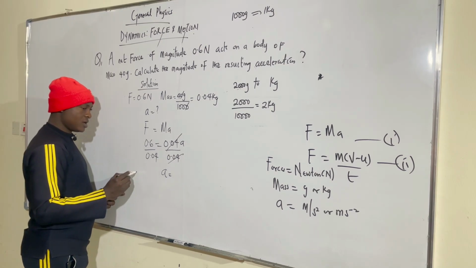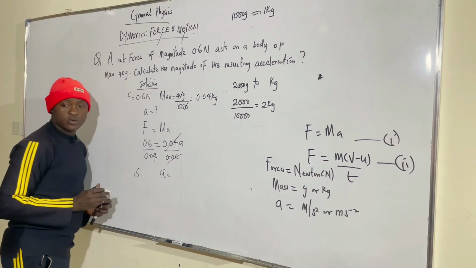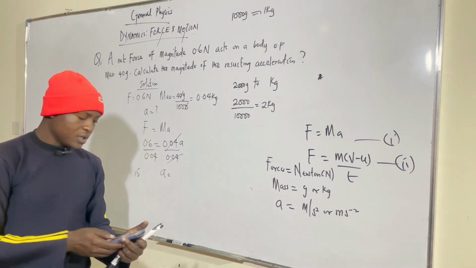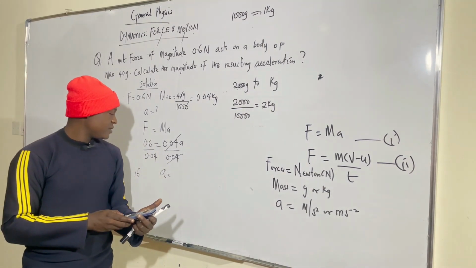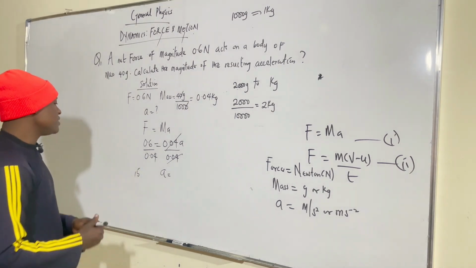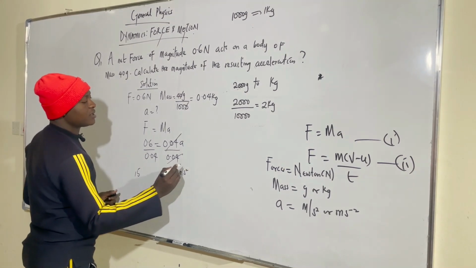I think we are going to have 15. But let's confirm with our calculator first so that we don't have the wrong result. 0.6 divided by 0.04. So yeah, of course, what we have is 15. So that means our acceleration here is 15 meter per second square.